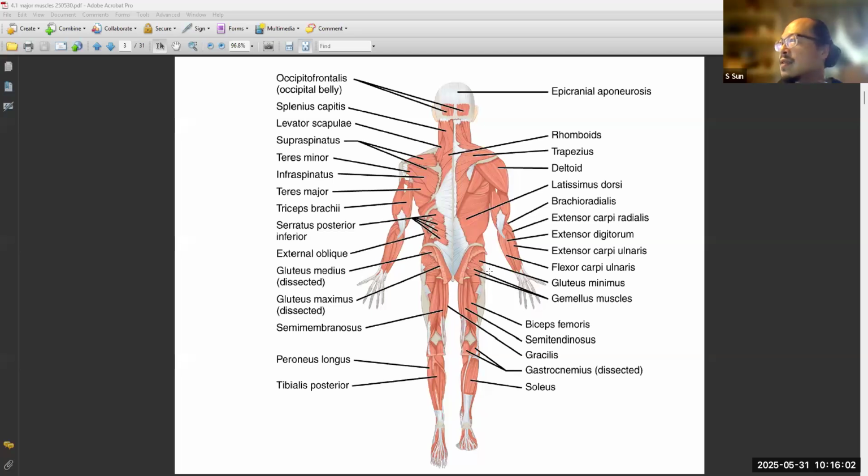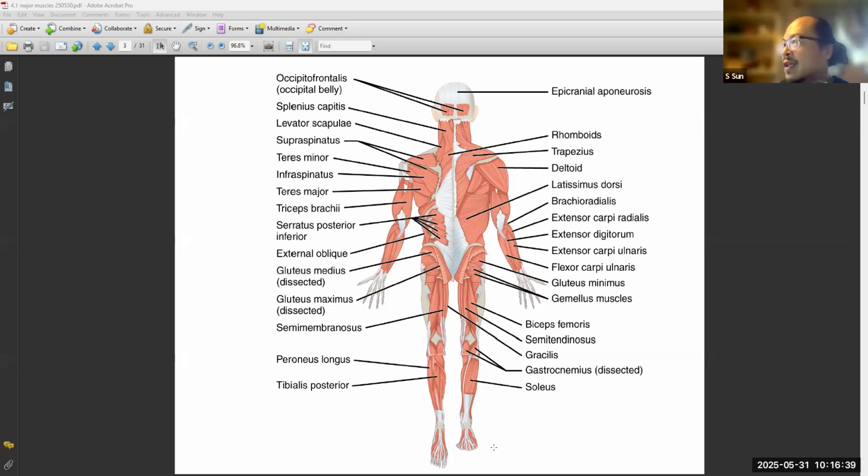Medius, and then the inner portion, you have the gluteus minimus. And then down here, you have some other gluteus muscles, all called the gemellus muscles right here. There are some other detailed muscles, but they don't show here. That's okay. So that's everything about the gluteus.